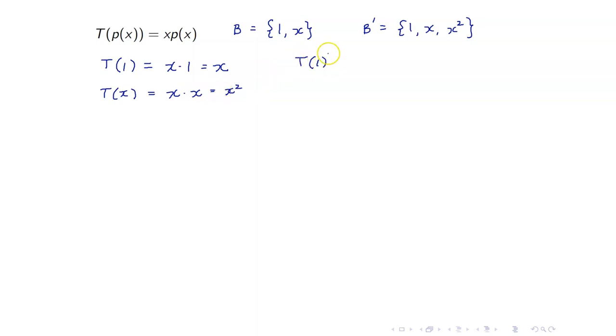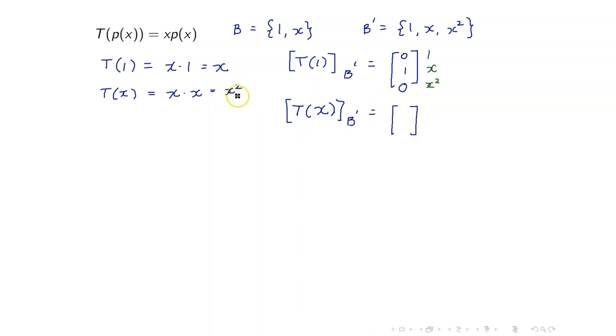So therefore, what is the coordinate vector of T of 1 with respect to B prime? This records the coefficients of 1, x, and x squared. So therefore, T of 1 is just x, so we have 0, 1, 0. Next, the coordinate vector of T of x with respect to B prime is equal to, we only have x squared, so it's 0, 0, 1. Because x squared is 0 times 1 plus 0 times x plus 1 times x squared. So therefore, what is our matrix representation from B to B prime? It's just the matrix whose columns are this one.